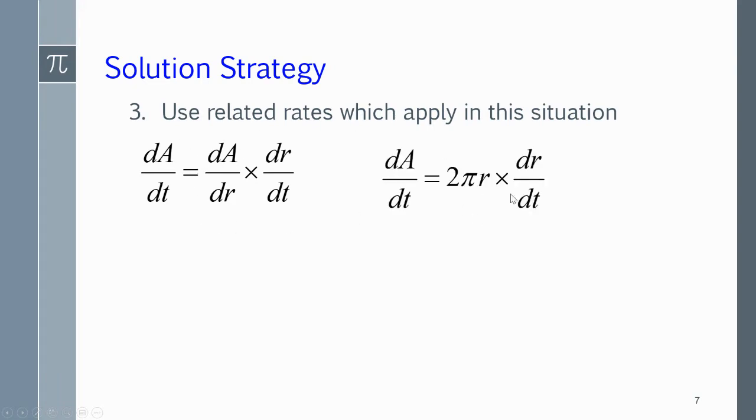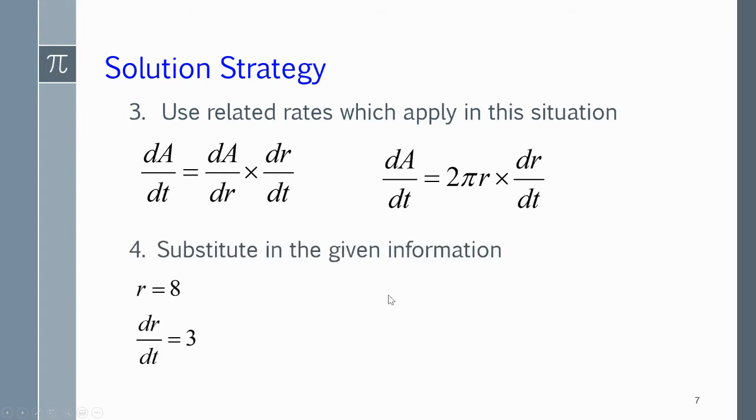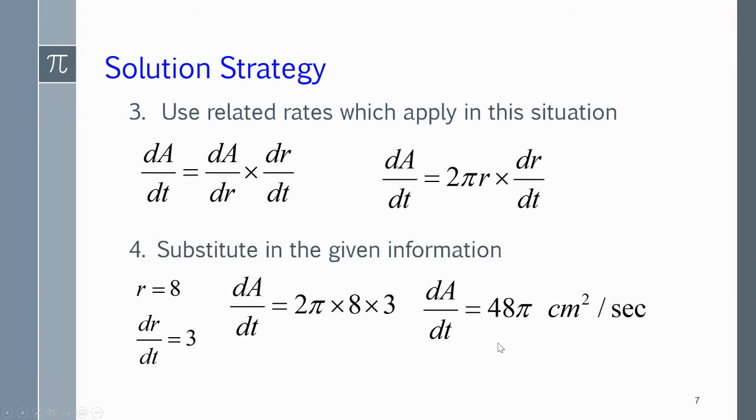So we found that dA/dr was 2 pi r, and we know that dr/dt is 3, and radius is 8 at the instant when we want to find dA/dt. So it's 2 pi times 8 times 3, which is 48 pi. That's the exact answer which is required. Area will be centimeters squared per second.